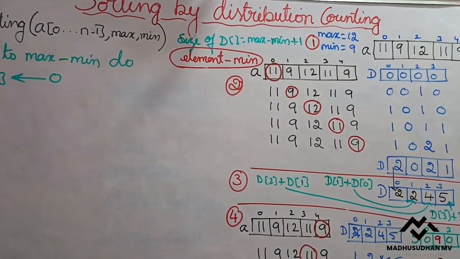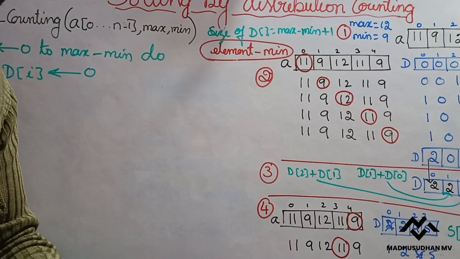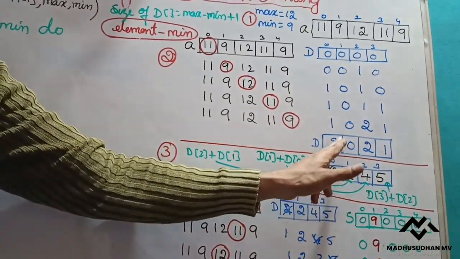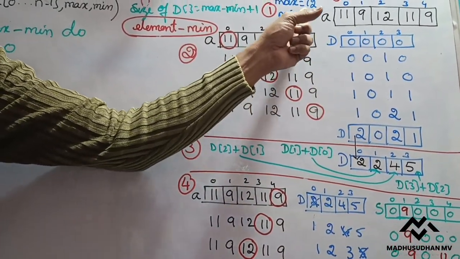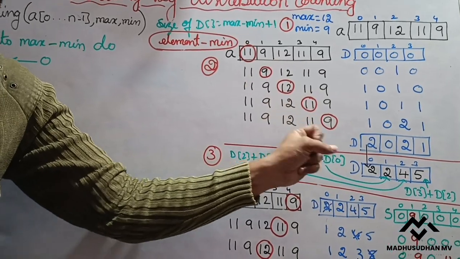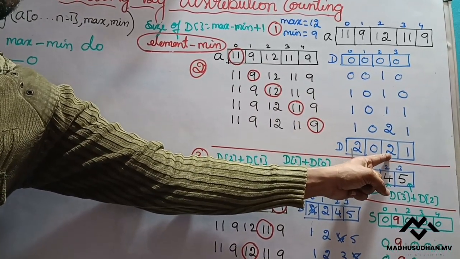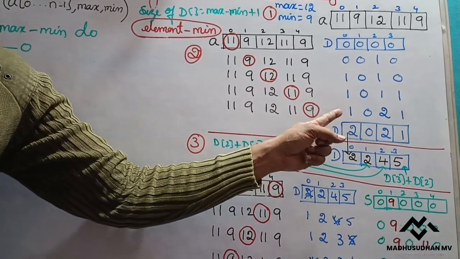That's it. Okay, so now what do I have to do? Now I need to calculate the frequency of occurrences. That means for each element in this range, 9 occurs how many times? 10 occurs how many times? 11 occurs how many times? 12 occurs how many times? That I need to find out.